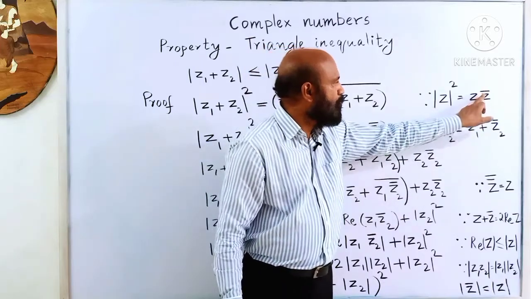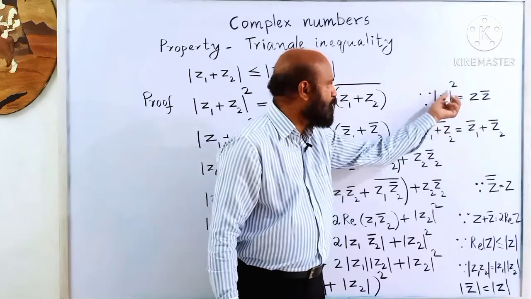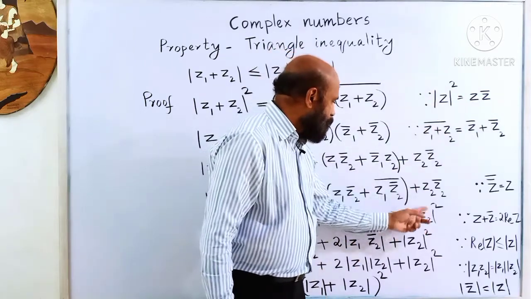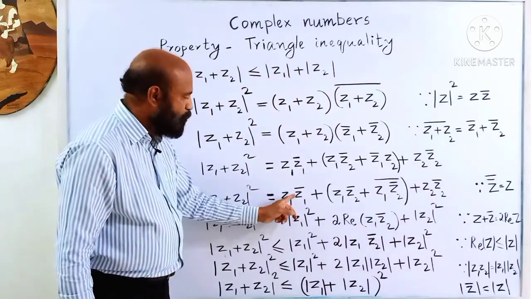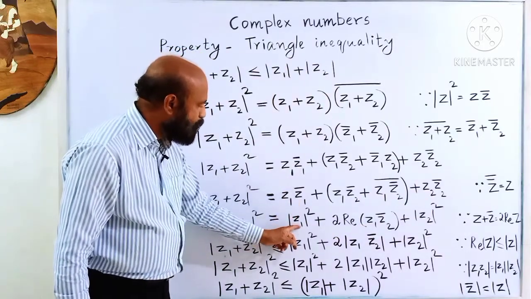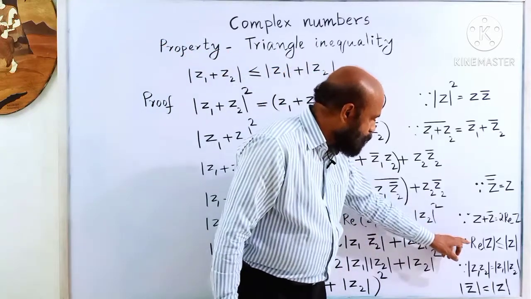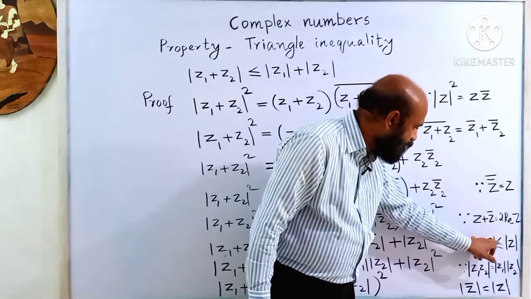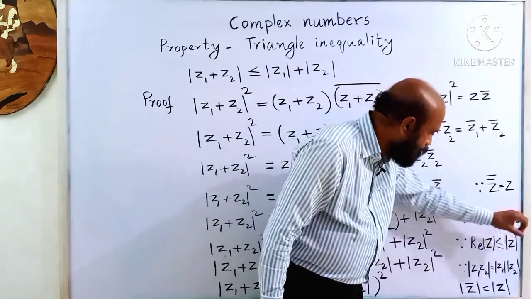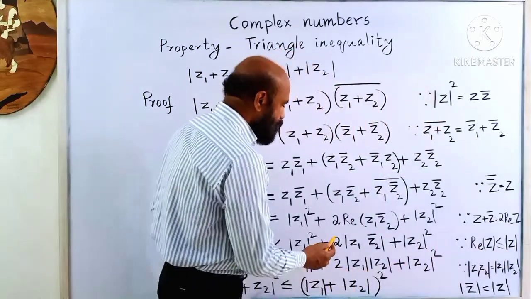Z into Z conjugate is modulus of Z square. So you can use this property here and here. Z1 into Z1 conjugate is modulus of Z1 square. Then next step, you can apply this property: real part of the complex number will be less than or equal to modulus of Z. Modulus of Z will be greater than the real part of Z.